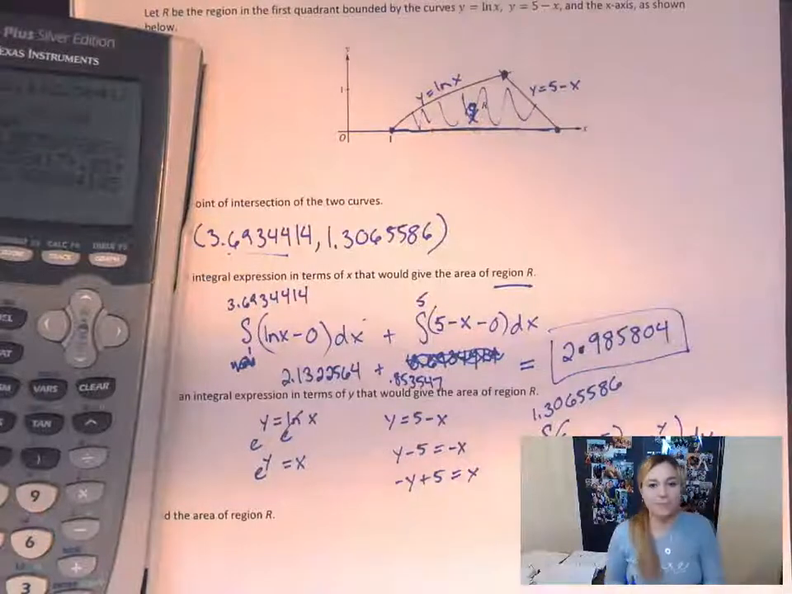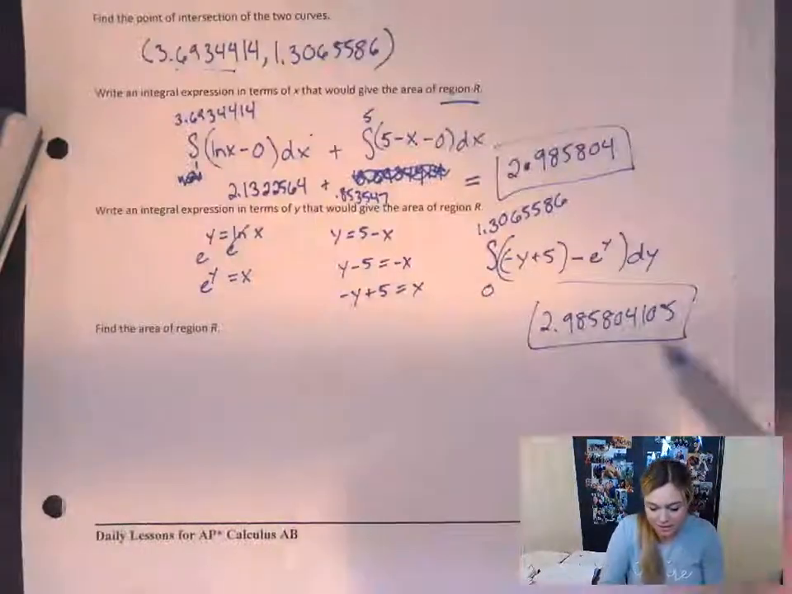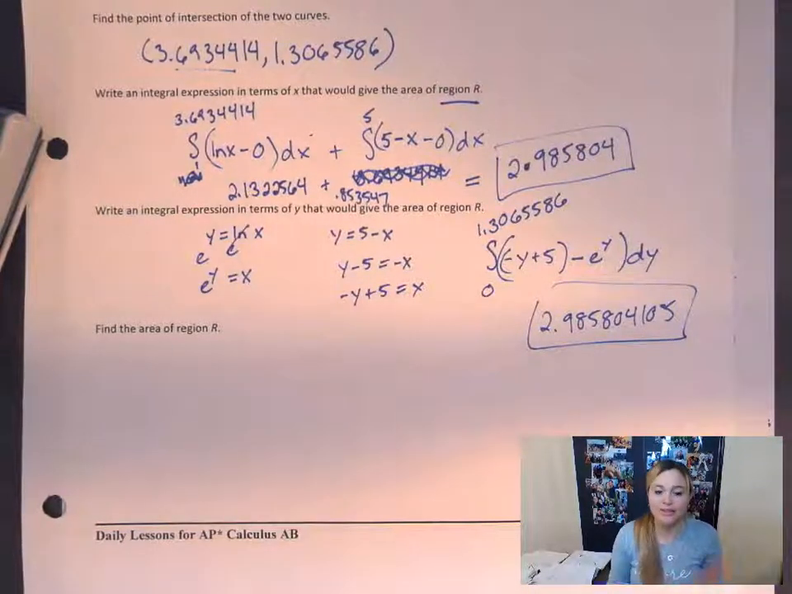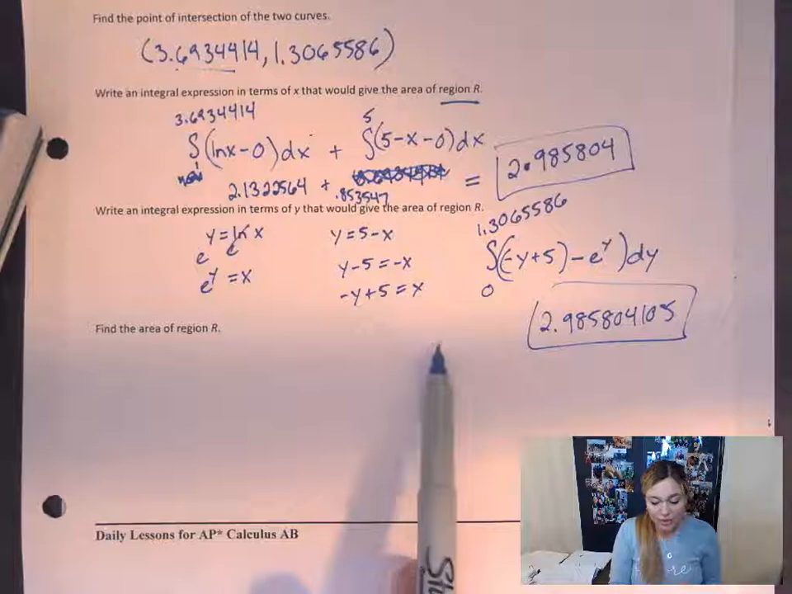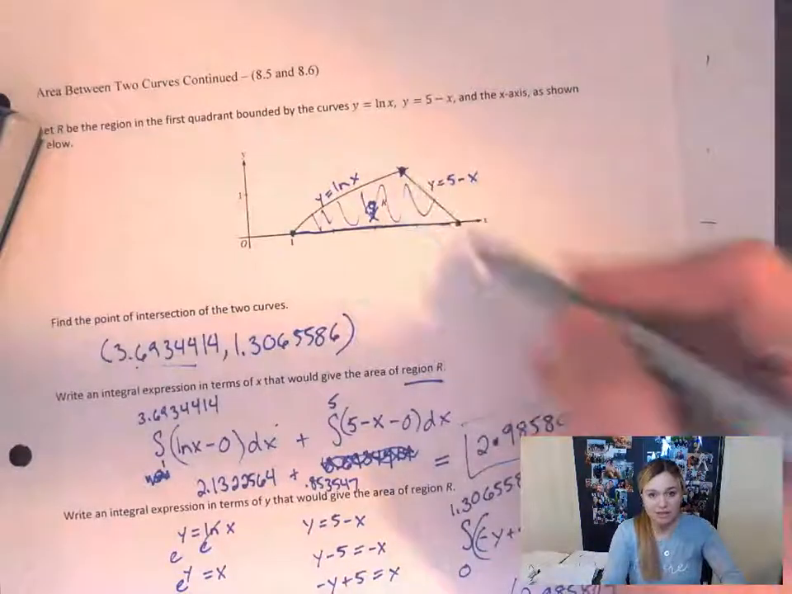Either way, I could take my y value and switch this all in terms of y, and you get the same thing. If you did it this way, you would only have to do top curve minus bottom curve, because the top stayed the same the entire time on 0 to 1.